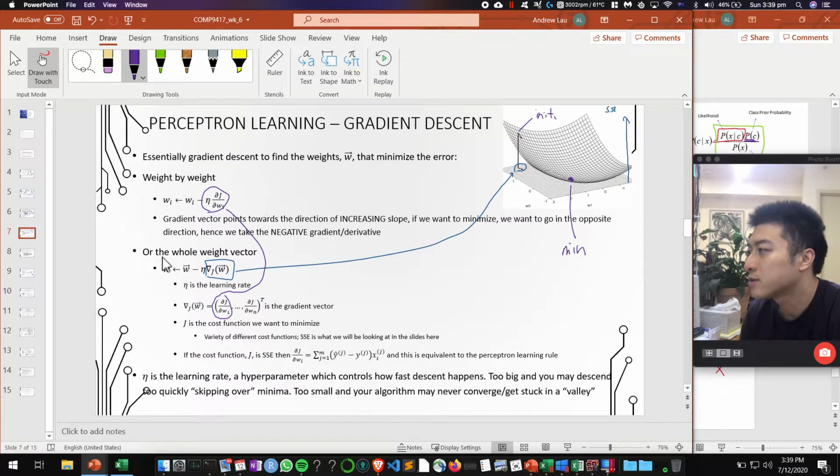So we can think of it weight by weight, or you can do it all at once. Same thing. So you have your weight vector. In this case, it'll be W0.